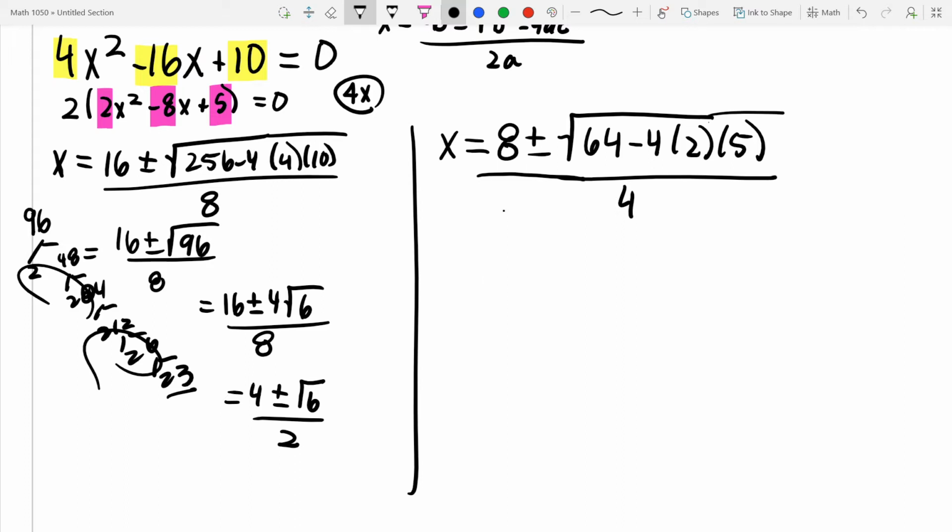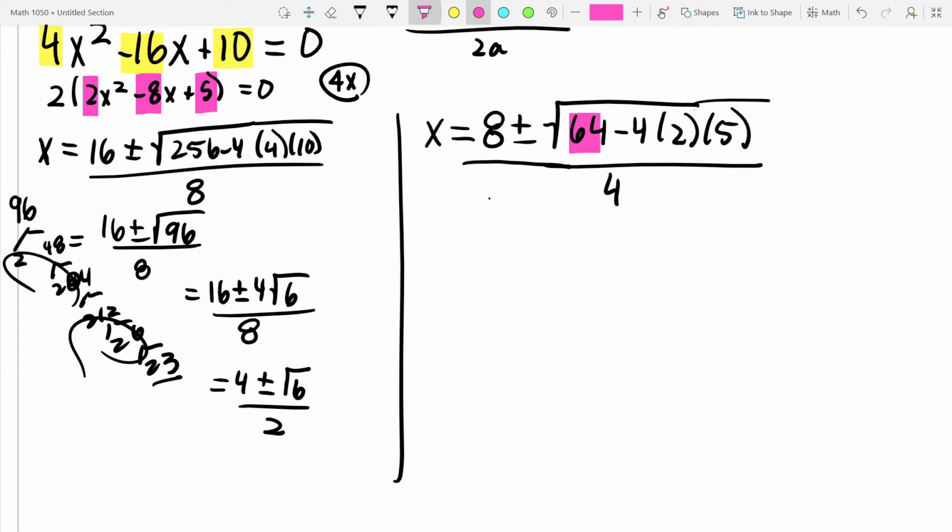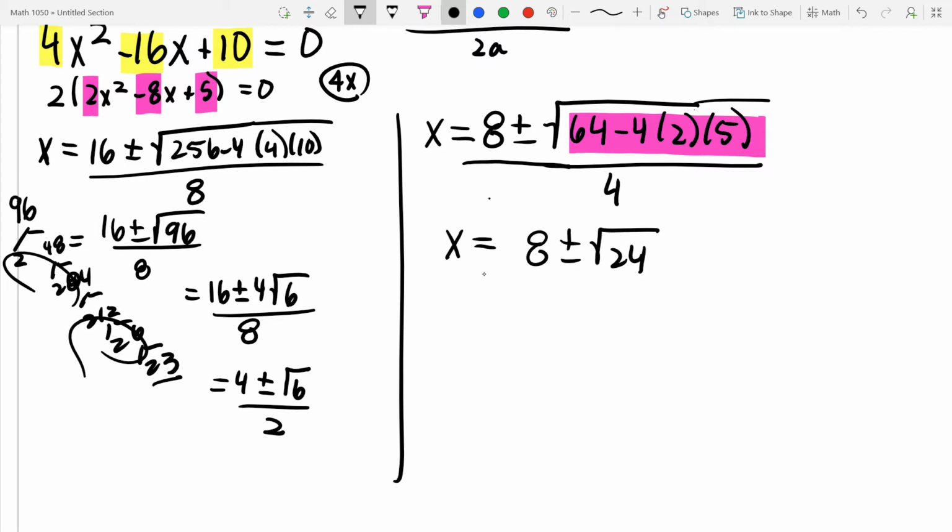Yes. Okay, grab your calculator and see this right here? Highlight that. What I'm saying to you is never figure that out on your own. Seriously, 30% of the time people mess up on that. So just stick it in that $10 calculator. Go 64 minus 4 parenthesis 2, close it, parenthesis 5, close it, and you get 24. 8 plus or minus the square root of 24 over 4.